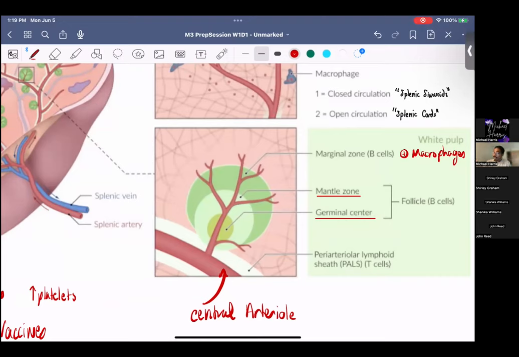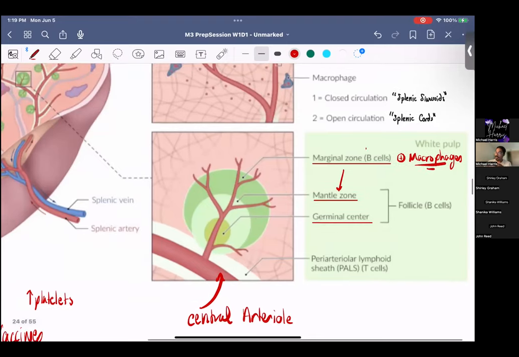Now, the last area is the marginal zone. The marginal zone is where you have B cells and macrophages. Okay? Now, these B cells are the same type of B cells you see in the mantle zone. The only thing different is you have macrophages here as well. We're going to talk about how important this is later.